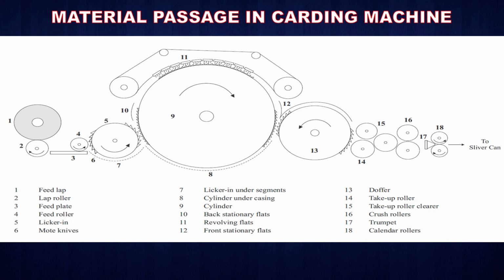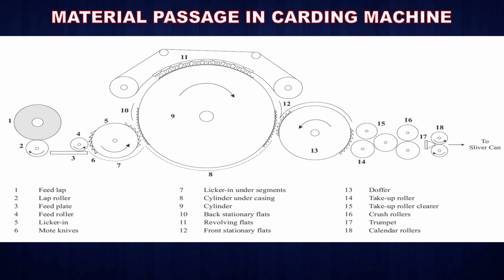In between the main cylinder and another unit present on the top surface of the cylinder, called the flat, the action taking place is called carding action. By this action, the individualization of fiber takes place along with cleaning and elimination of all types of impurities. After this zone, the next zone is called doffing zone or transferring zone. This happens in between doffer and main cylinder.